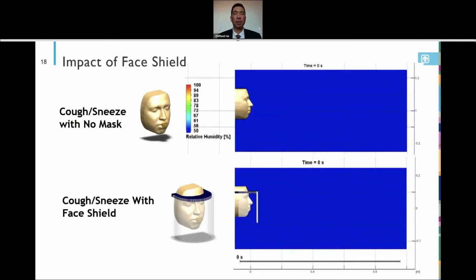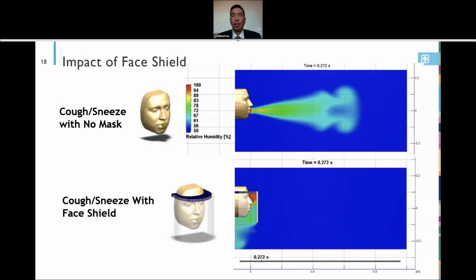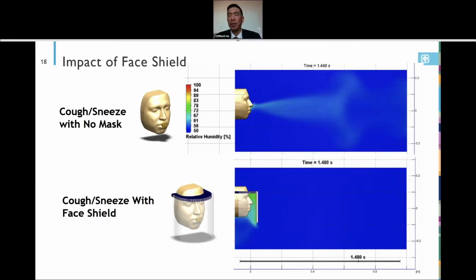We also did some simulations of a face shield. This shows simulation with and without a face shield. The face shield is impermeable, so nothing gets by, but it also doesn't filter. So you can see here that some of the aerosol plume can stick around. If they're moving, it can still be around and expose others.